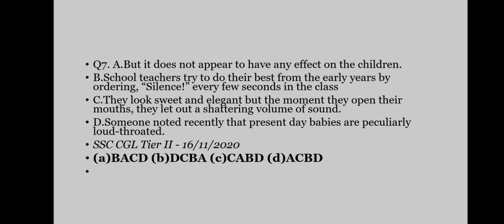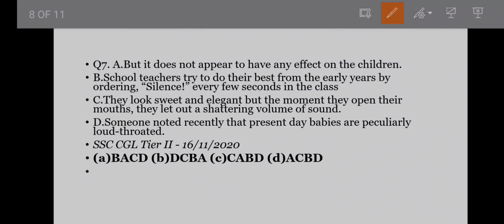Next one, 7. It starts with but, so it can't be the first one. School teachers try their best from the early years, ordering silence. Then they took sweet and elegant, but we can see there is school teachers, and school teachers try their best from the early years by ordering. So B can be a suitable option, but next they look, so it can't be the first one.